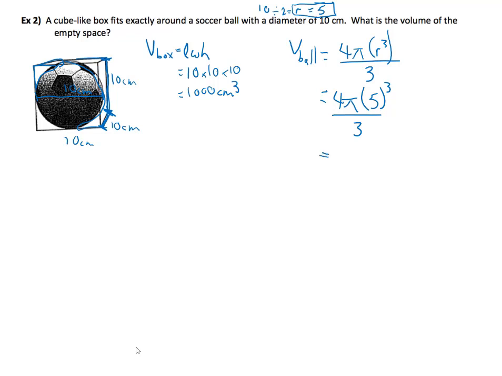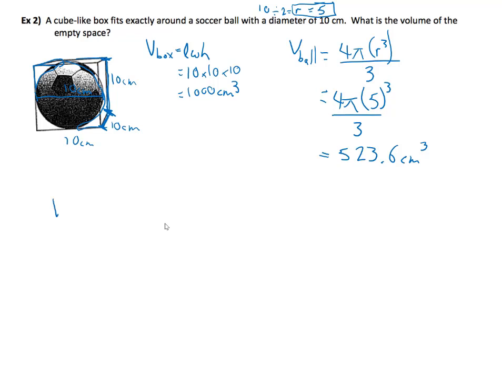If you don't have a cubed button on your calculator, you could always just multiply the number by itself 3 times. So it would be 5 times 5 times 5. Okay. So 4 times pi times 5 cubed divided by 3 should give you 523.6 centimeters cubed. Now that we know the volume of the box and the ball, what do you think we're going to do next? How about you take a guess?